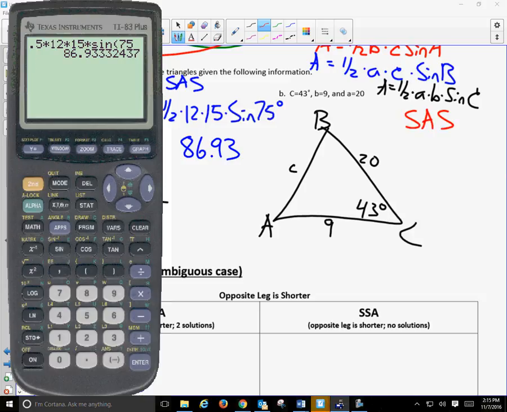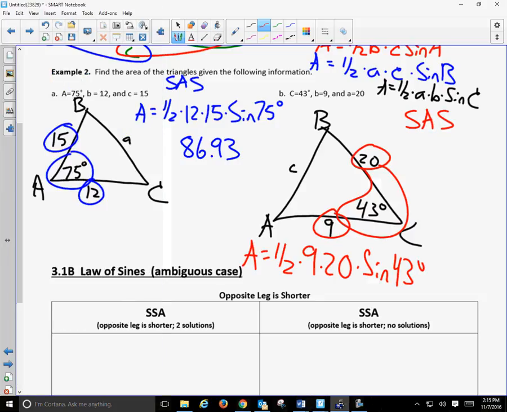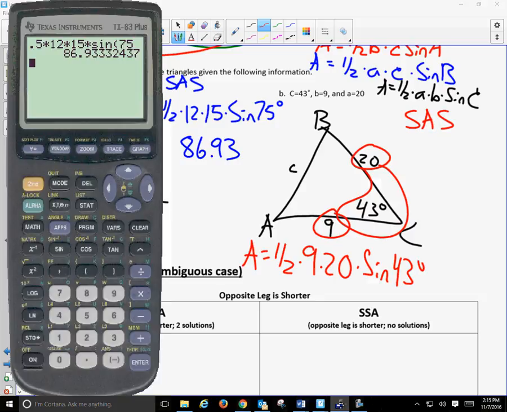First of all, do you have two sides? Yeah, you have 20 and you have 9. Do you have the angle between those two sides? Yes. So therefore, all I do is area is equal to 1/2 times 9 times 20 times the sine of 43 degrees, which is 61.38.